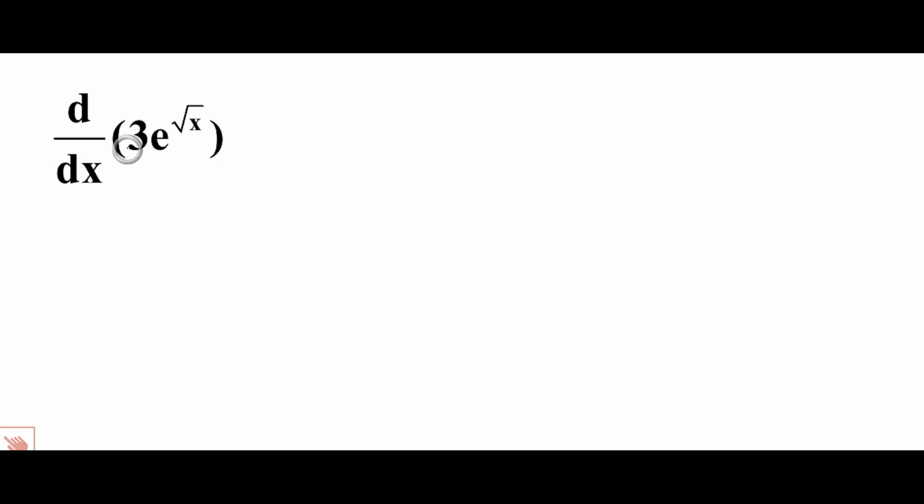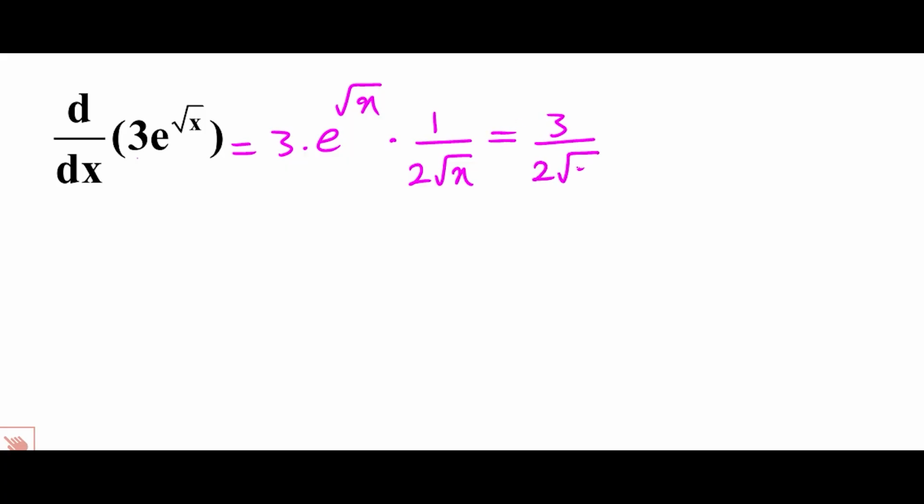Okay? The derivative of 3e to the square root of x. So we have 3 times e to the square root of x times the derivative of the square root of x, which is equal to 1 over 2 square root of x. So we have 3 over 2 square root of x times e to the square root of x.